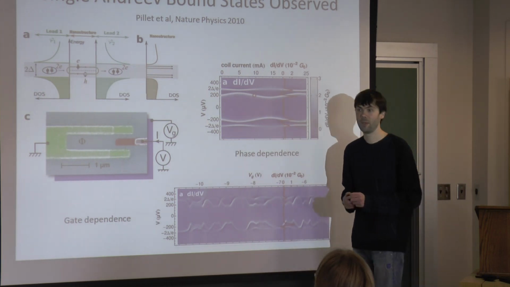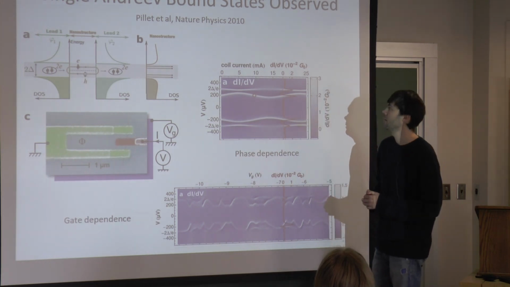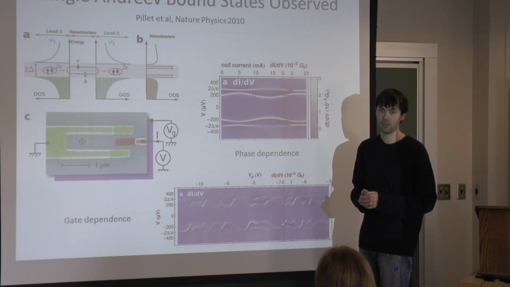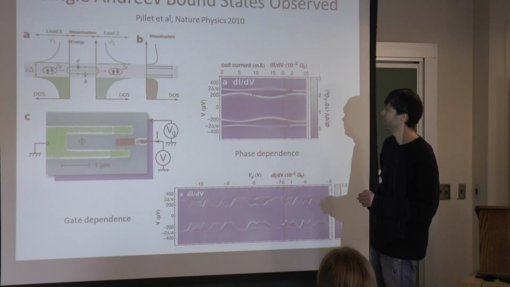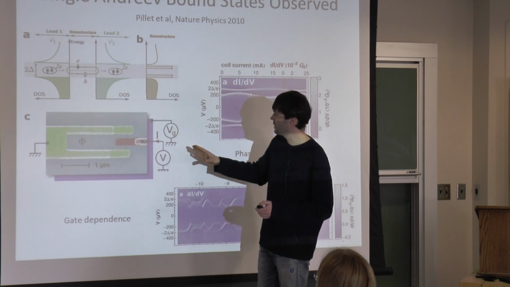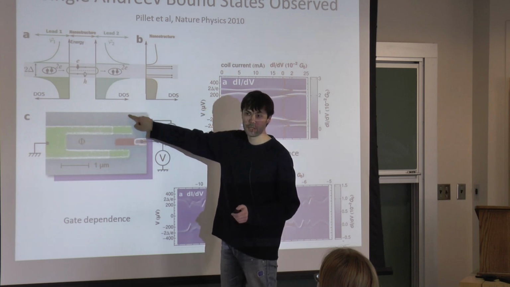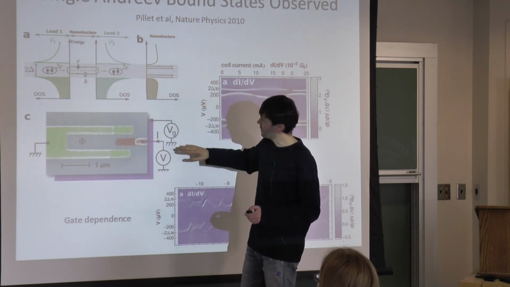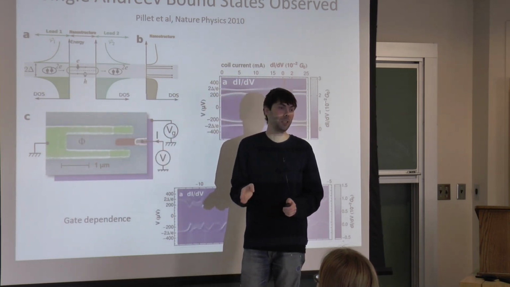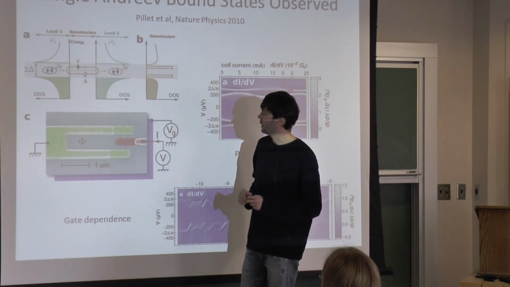Andreev bound states have been measured directly and indirectly many times. I want to show you a recent, beautiful experiment from France where single Andreev bound states were detected in a carbon nanotube. This is their device. It is a carbon nanotube. I don't know if you can see it, but it's this hair in the picture over here. They've made an aluminum device around it using the same shadow technique as for tunnel junctions. But they didn't really oxidize anything.